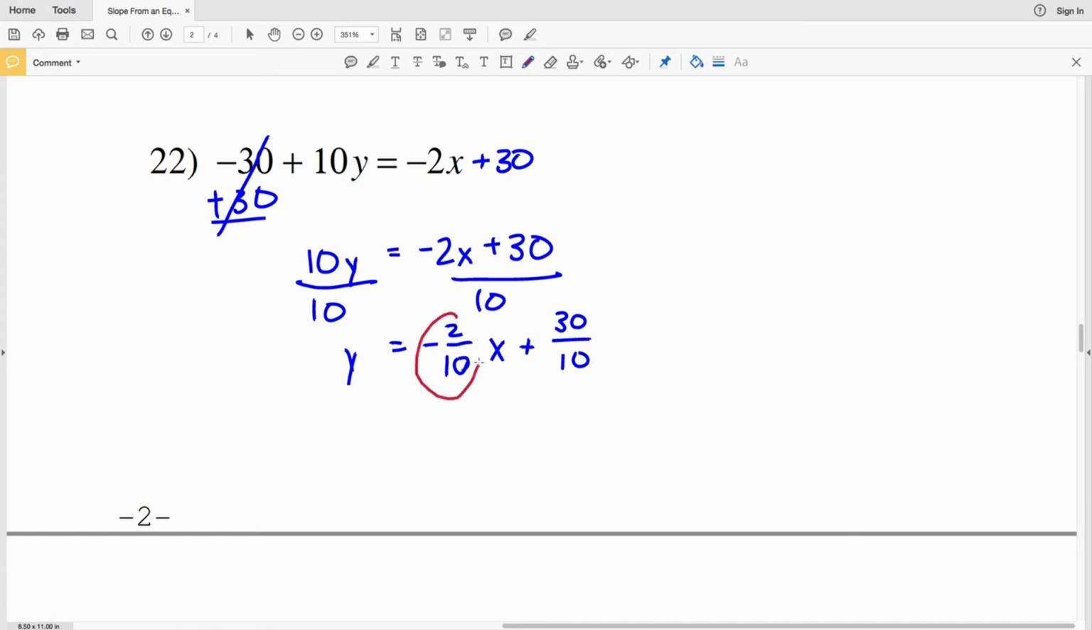So our m is equal to that negative 2/10. However, negative 2/10 can be simplified to negative 1/5. So our slope for number 22 is negative 1/5. And that wraps up the worksheet, Finding Slope from an Equation.